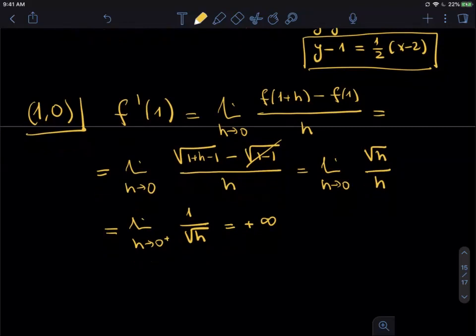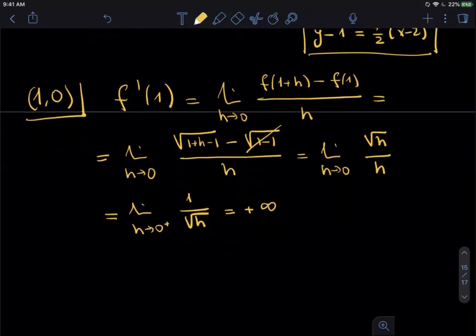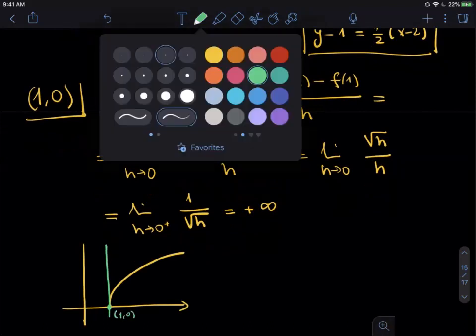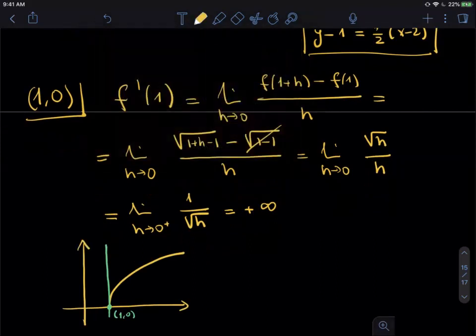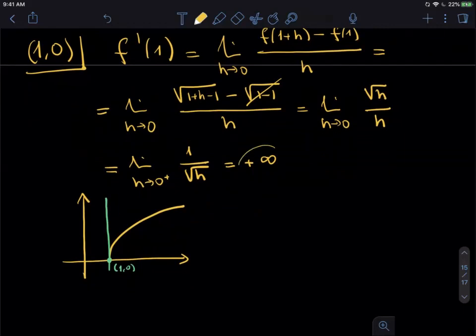So the tangent is undefined. Okay, what is happening here? Why is this so strange? Well, the function goes like this, and then the slope is vertical at the point (1, 0). Okay, so a vertical slope is an infinite slope. So that's what we are getting here. That's why we get this result.